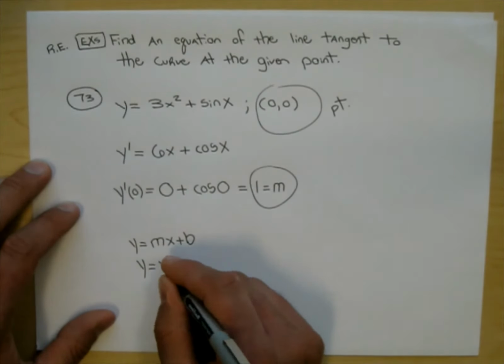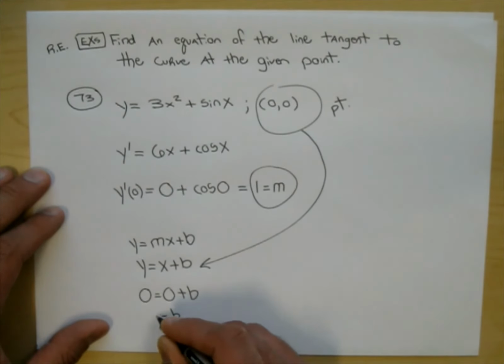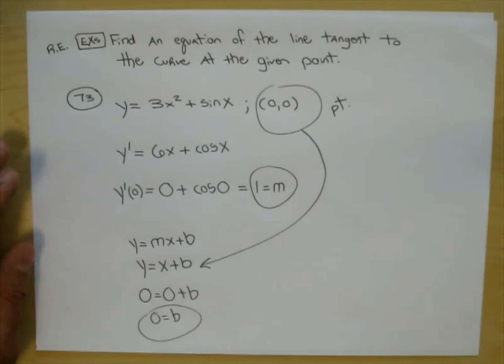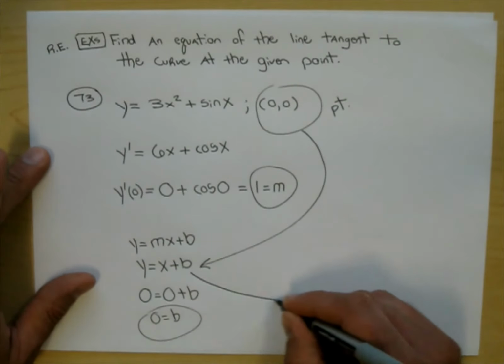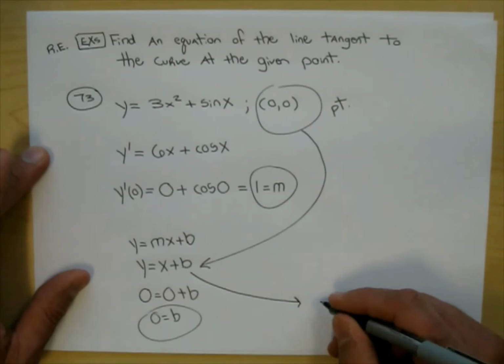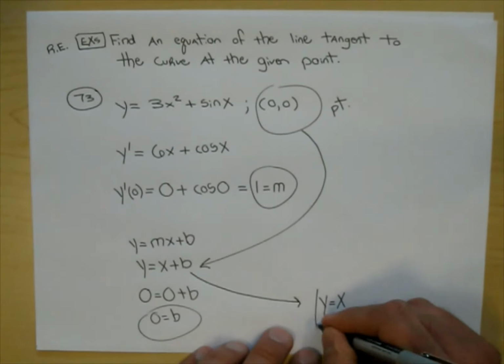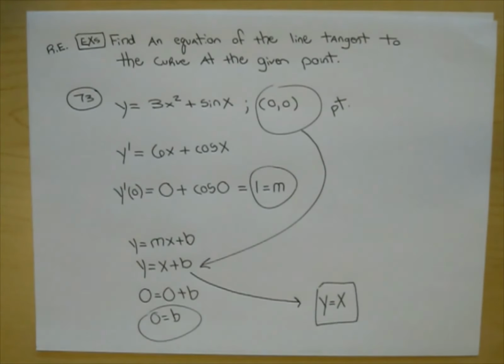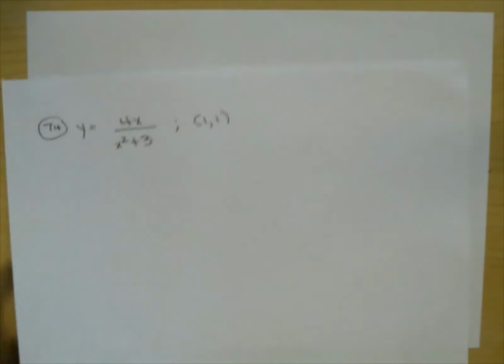I'm going to plug the point in there to see what b is. 0 for y and 0 for x. Looks like b is 0. So my final answer then is going to be y equals x. And that is the equation of the tangent line at that point. I'm not going to go ahead and draw a picture or anything. We've done enough of that in the lectures. Let's go ahead and do another problem that's similar.